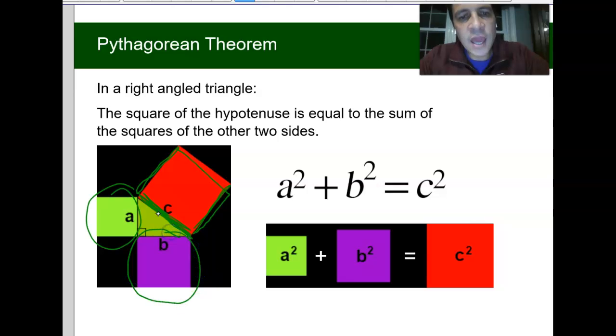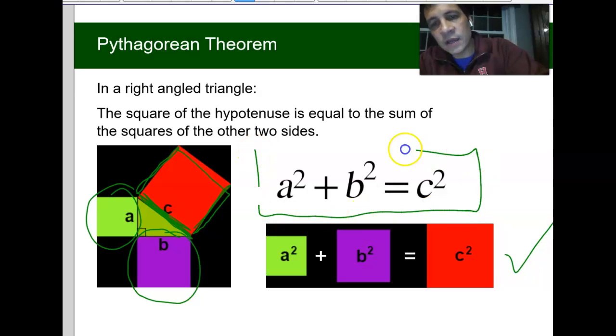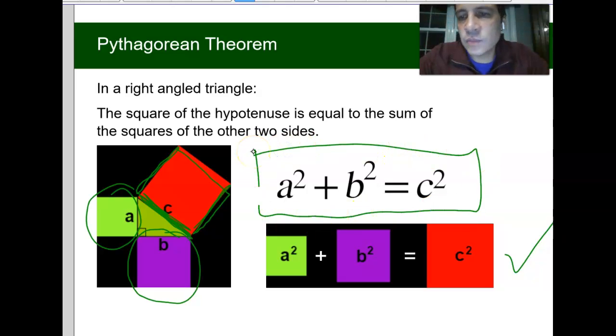So if I took the area of A and the area of B, that would be equal to the area of C. And that's what this figure here is trying to show you, right? This is the Pythagorean theorem here. A squared plus B squared equals C squared. Triangles and right triangles in particular have all sorts of interesting characteristics and properties that you'll learn a lot more about in geometry. But here's one that we're going to talk about today.